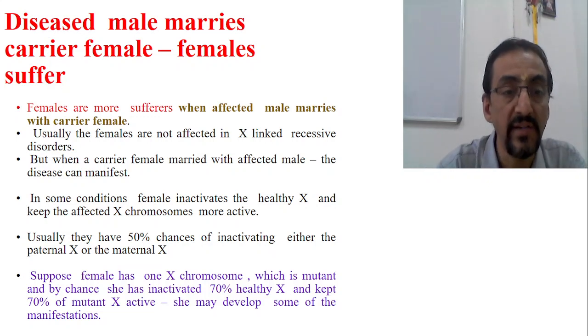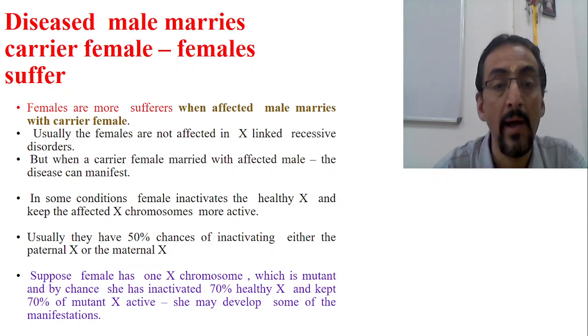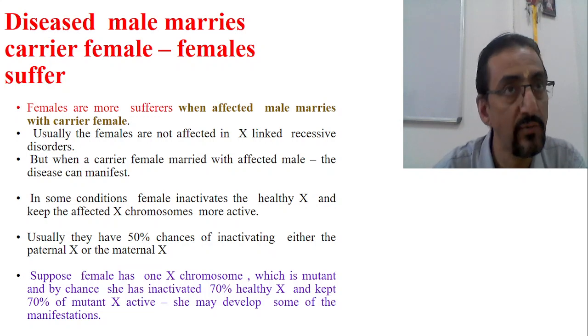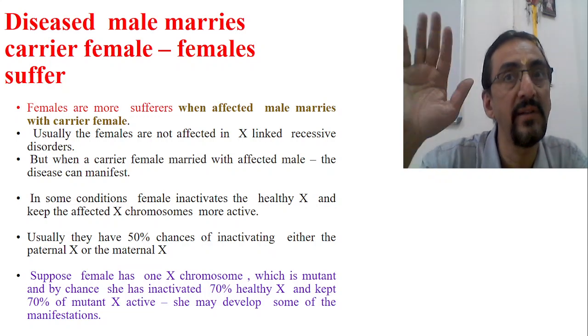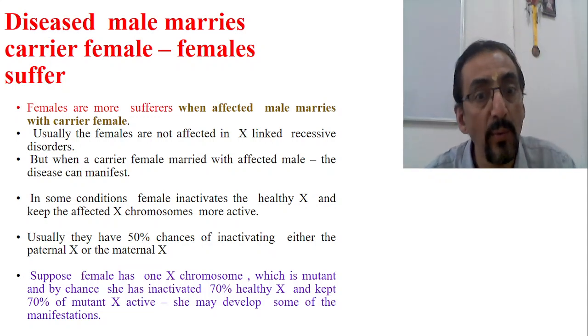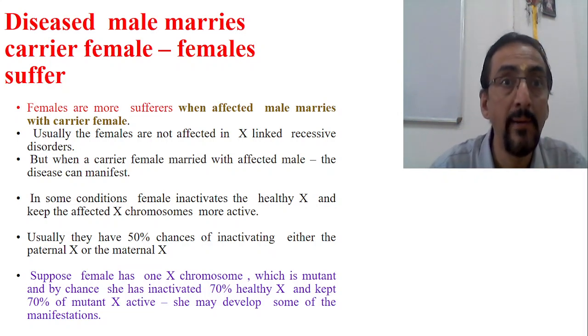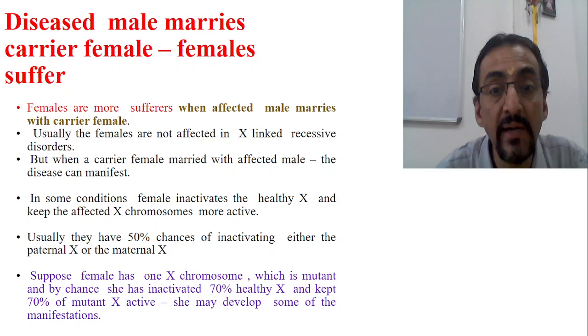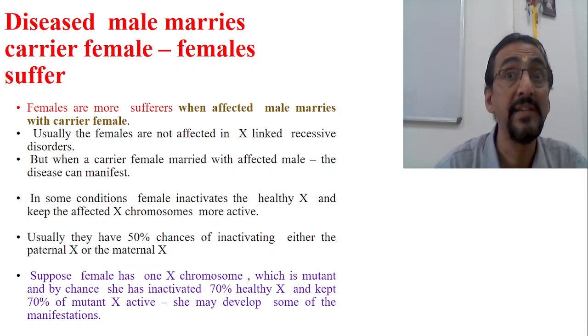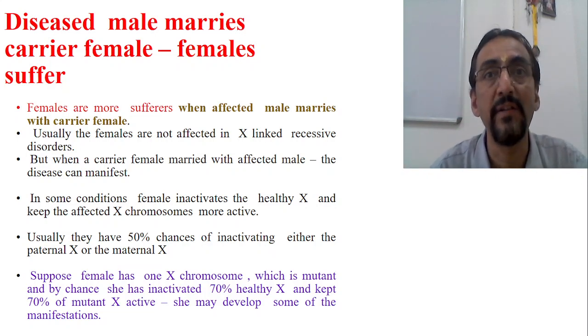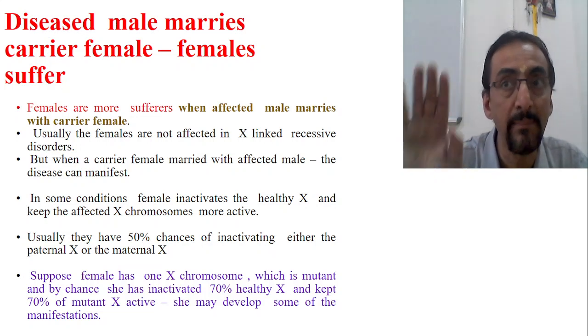Okay, so one situation is, suppose a female has two X chromosomes. Among them, one X chromosome is mutant, and that mutant X chromosome is inactivated. It is well and good, no problem. But sometimes what happens, the normal X will be inactivated and the mutant X will be kept active. Then she may develop some of the manifestations, not a disease actually, but some manifestations, because when I say inactivated, it is not complete inactivation.